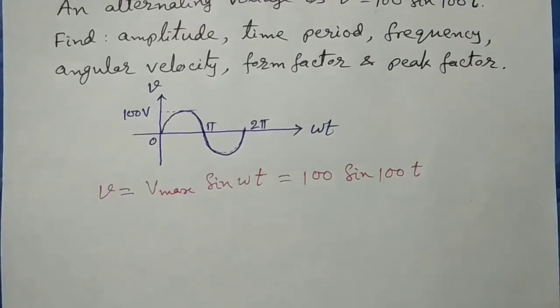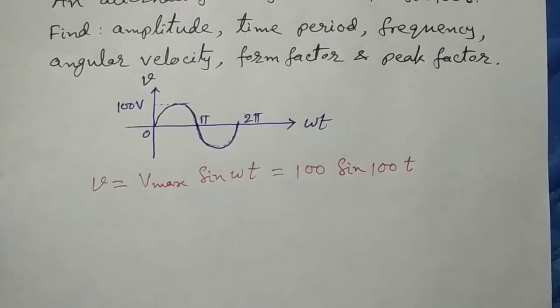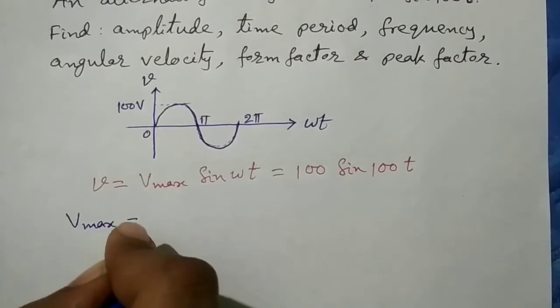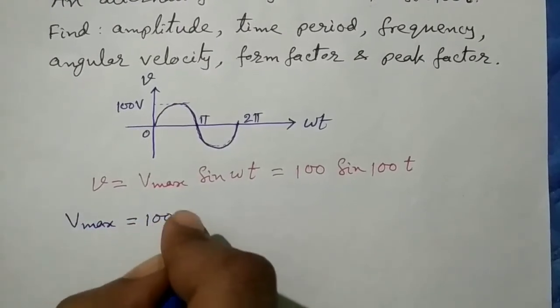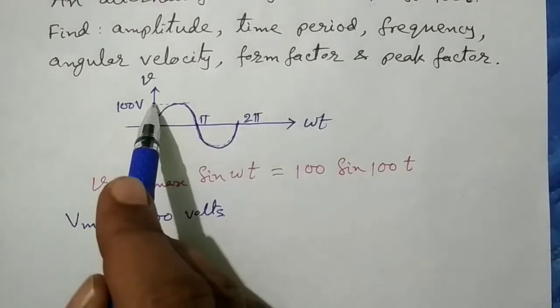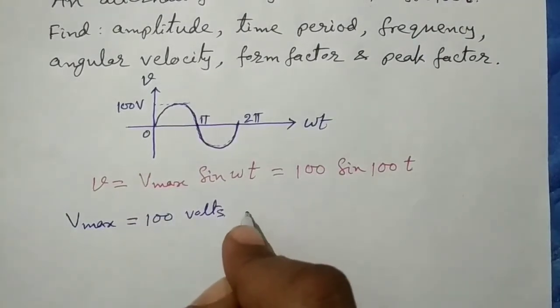Therefore the amplitude of this waveform, that is the maximum value, is equal to 100 volt, because the amplitude means the maximum value of an alternating quantity. So this is our amplitude.